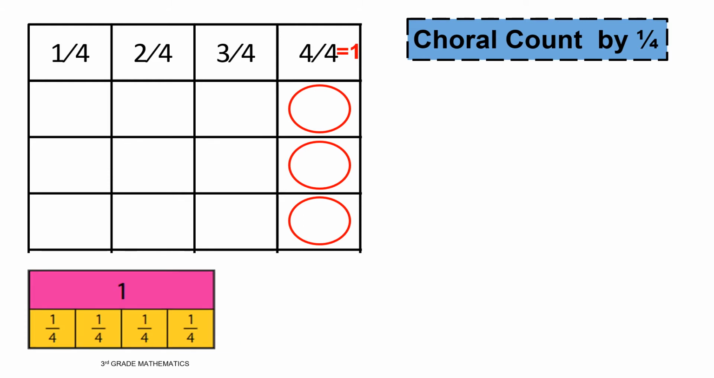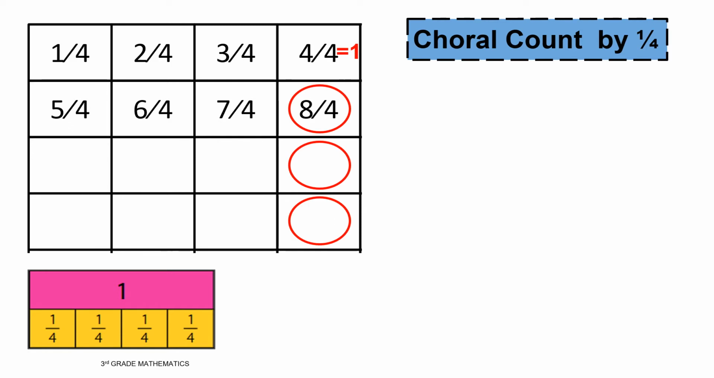Let's keep counting. After 4/4 is 5/4, 6/4, 7/4, 8/4. Let's pause there. What are you noticing about the fractions in this row? You might have noticed that the numerator, or the number on top, is greater than the denominator, or the number on the bottom. When this happens, we know that there are fractions that are greater than 1 whole. Sometimes we call these improper fractions, but I don't think there's anything improper about them.